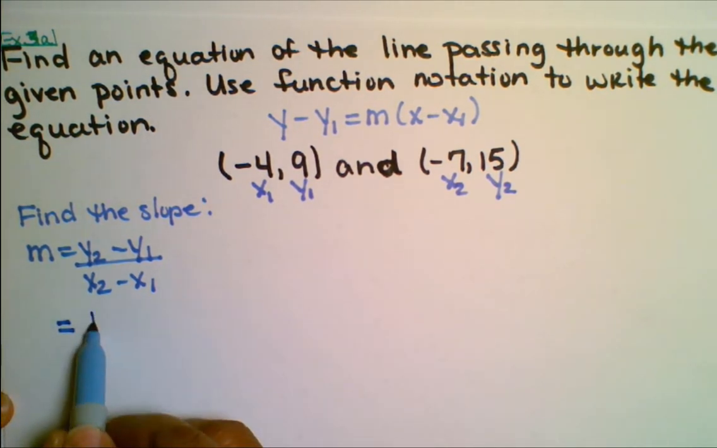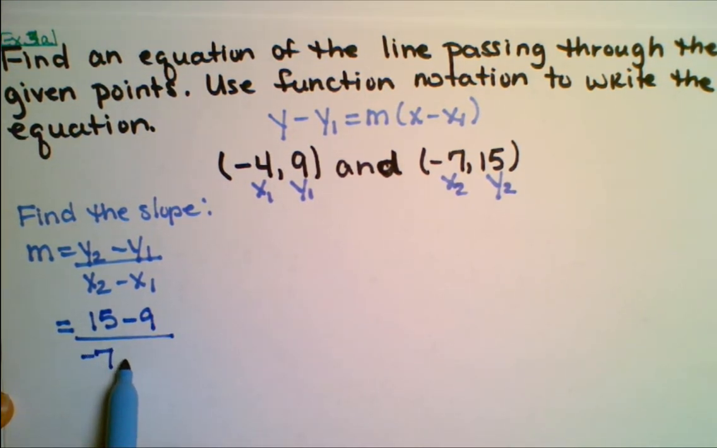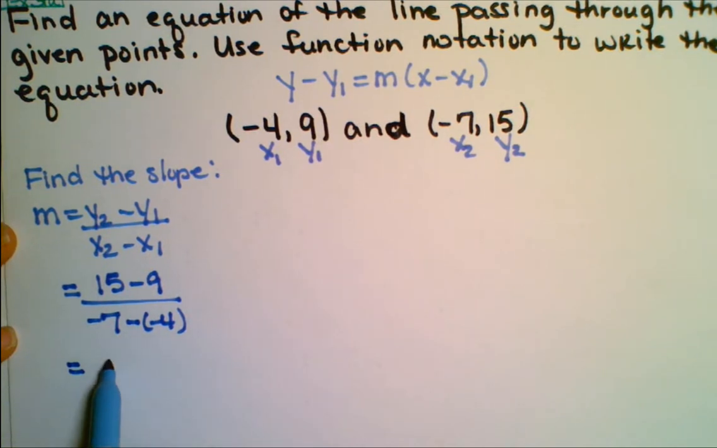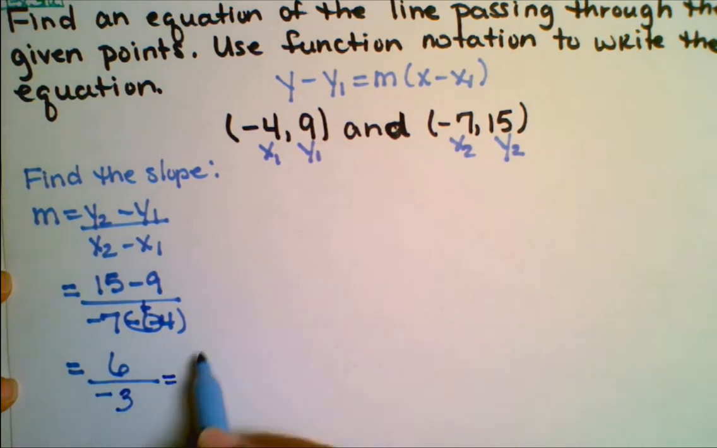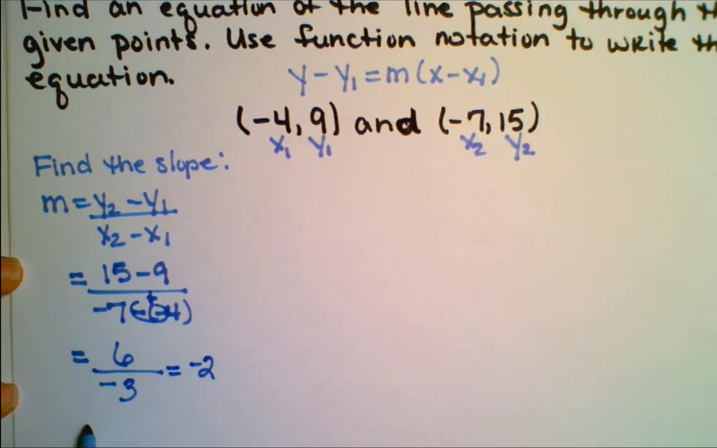So here we have 15 minus 9 all over negative 7 minus negative 4. So 15 minus 9 gives us 6. And then we know that negative 7 minus negative 4 becomes a plus, and negative 7 plus 4 will give us negative 3. And 6 divided by negative 3 is negative 2. So we have a slope of negative 2.